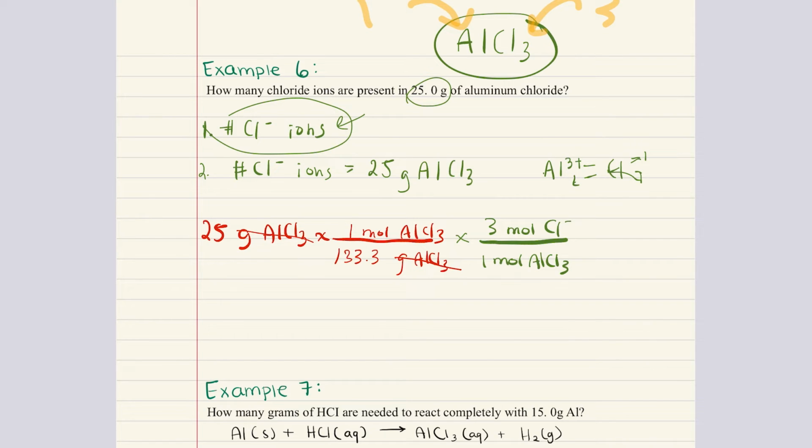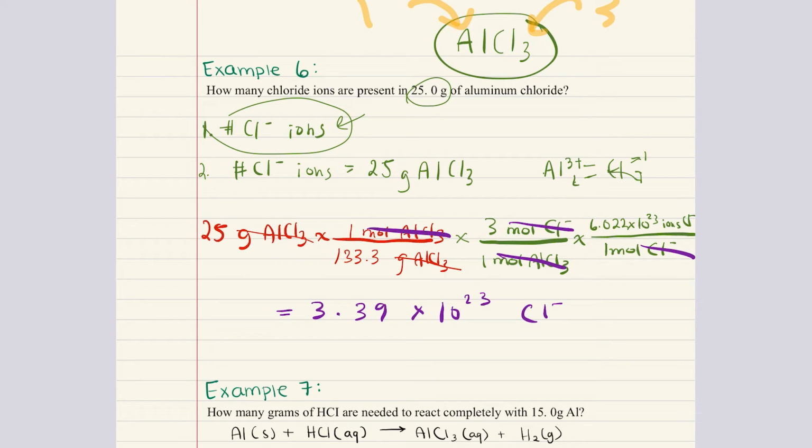All right, now we're getting so close. Our goal is number of chloride ions. The last thing we need to do now is use a conversion factor, Avogadro's number. For 1 mole of chloride, we have 6.022 times 10 to the 23 ions of chloride. Wonderful. And notice how everything cancels out except number of chloride ions. So we're going to have our answer, and the unit that's associated with it is chloride ions. If we plug this into a calculator, we should get 3.39 times 10 to the 23 chloride ions.